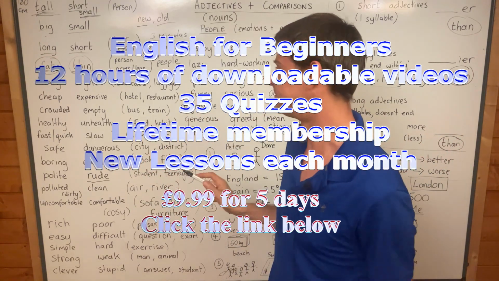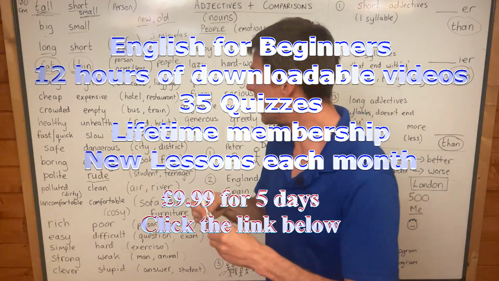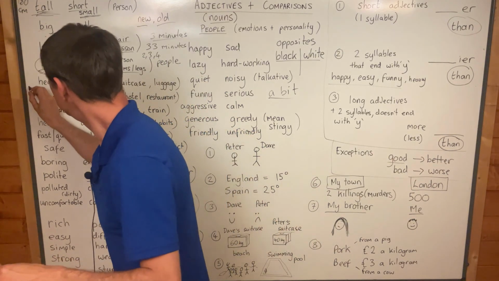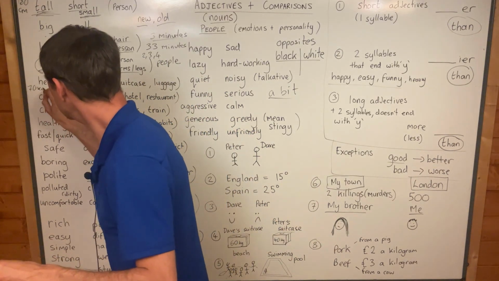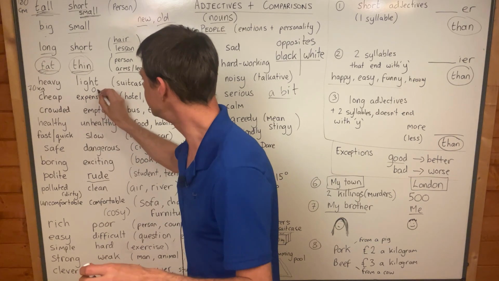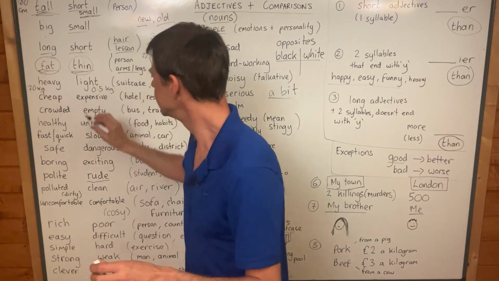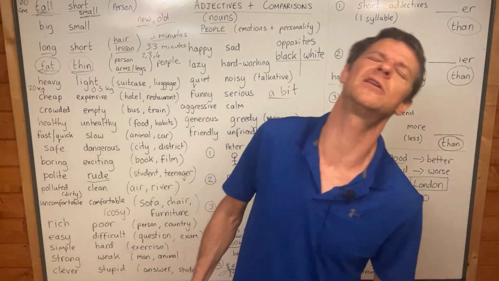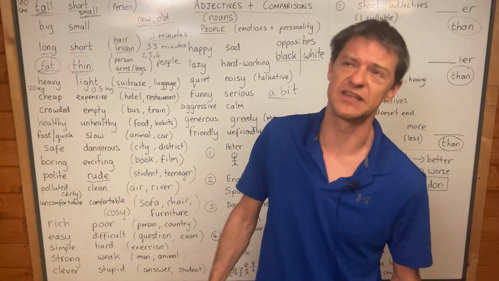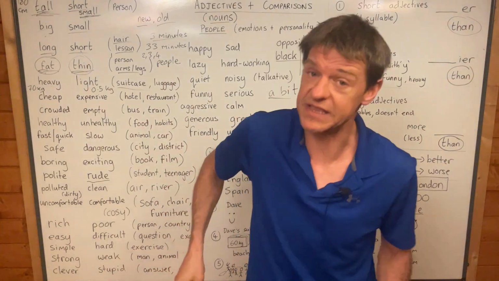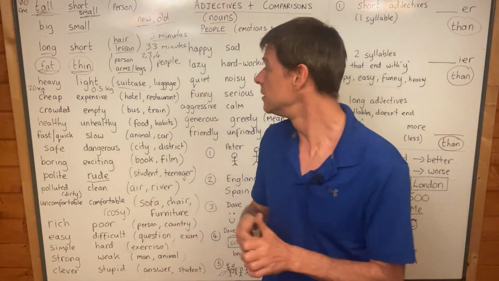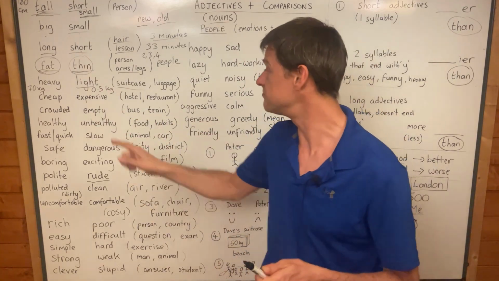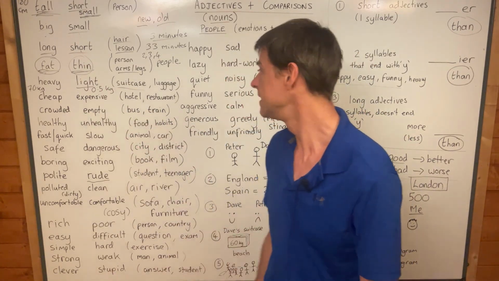So be careful. Okay, we have heavy, light. Heavy is maybe 70 kilograms. Light is maybe half a kilogram. So you can have a heavy suitcase. Oh, you can't pick it up. It's so heavy. Or you can have a light suitcase, maybe half a kilogram.